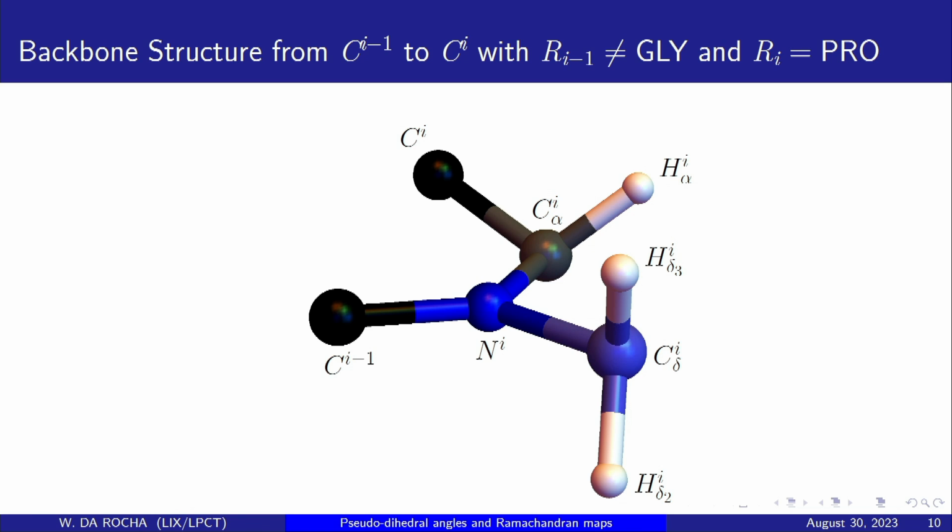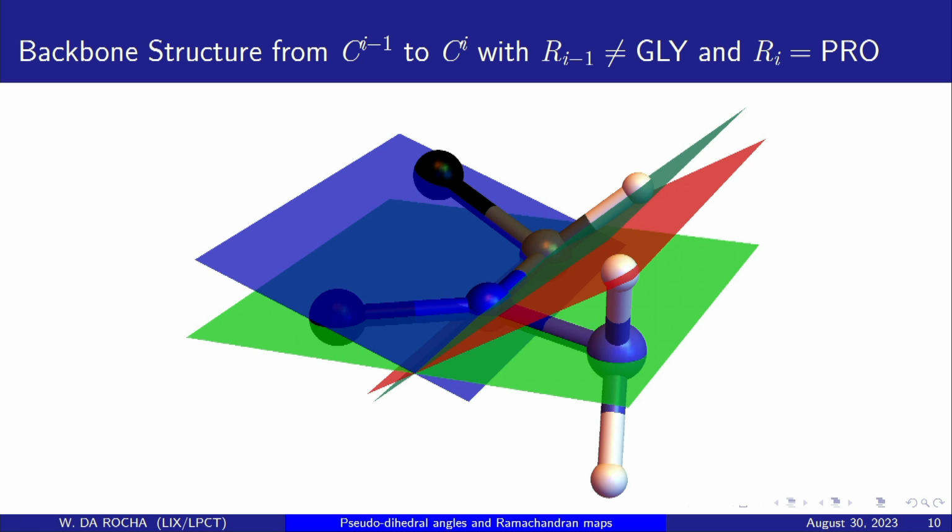Now here I'm showing the same structure, but considering that the residue I is the proline. In this case, we have a C delta attached to the N atom, and in this carbon delta atom, we have two hydrogen atoms attached. As our goal is to take into account just hydrogen atoms, we will do the same process.